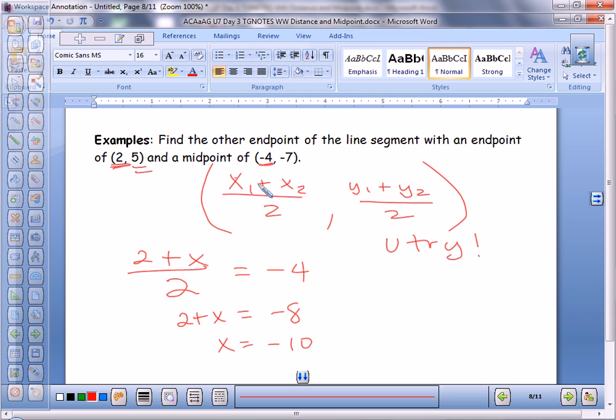How does 2 divide by 2 equal negative 4? Do you have to multiply by... I didn't divide by 2. I multiplied both sides by 2 to get it out of the bottom.